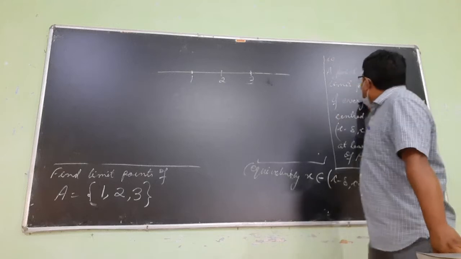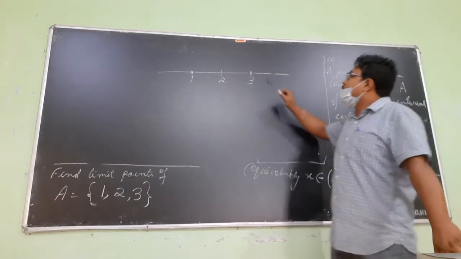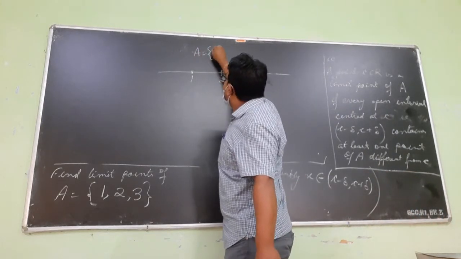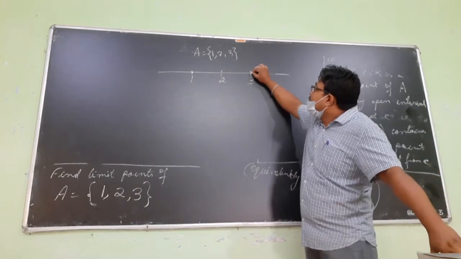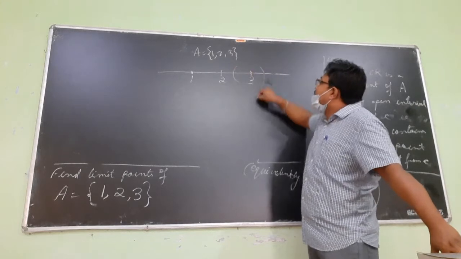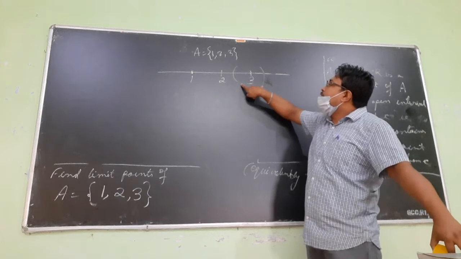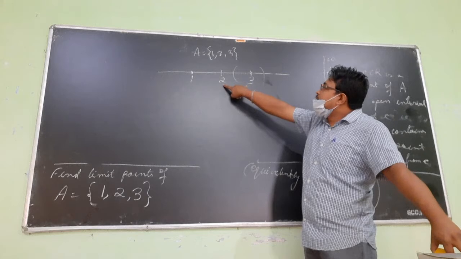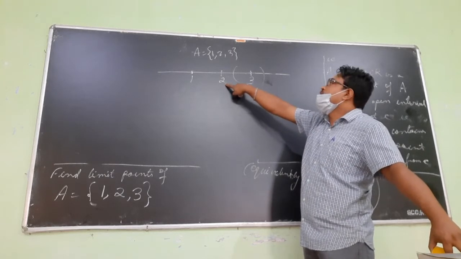It will be a limit point if every open interval centered at C contains at least one point of A different from C. Okay. What is A? A is the set {1, 2, 3}. You take any open interval centered at 3. This open interval does not contain any points of A other than C. Only C is there, because there is a lot of gap between 2 and 3.